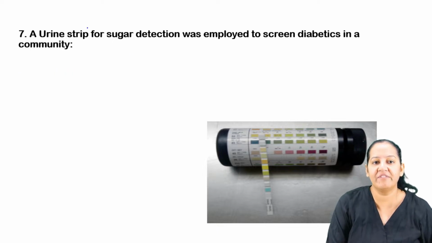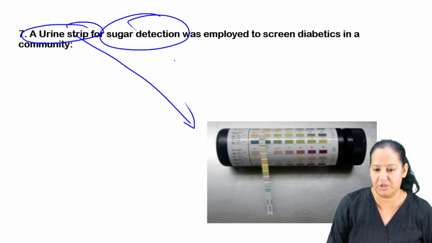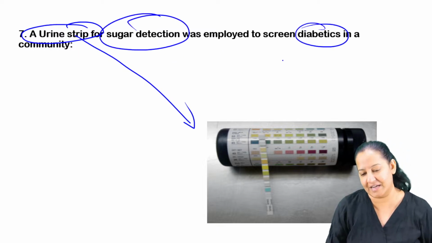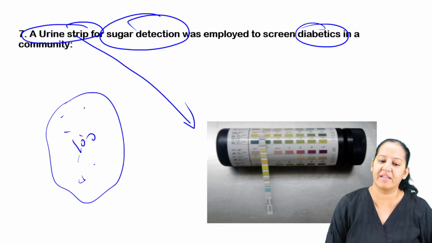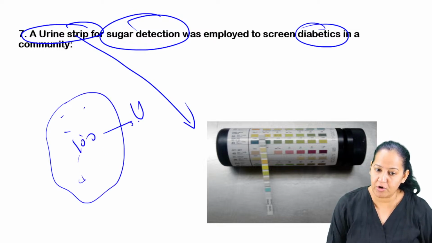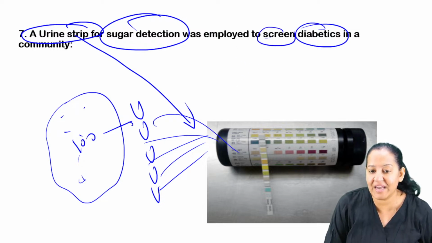Okay, you can see we are using a urine strip for detecting sugar in the urine to screen for diabetes in a community. We are going into a community. This is a colony. There are 100 people living in this colony. So we are testing the urine of all of them. We are collecting the urine and applying the strip test to all of them. So what are we basically doing? We are screening.